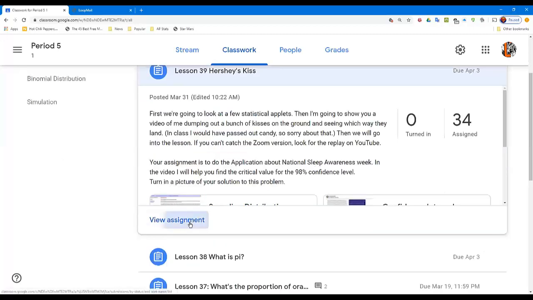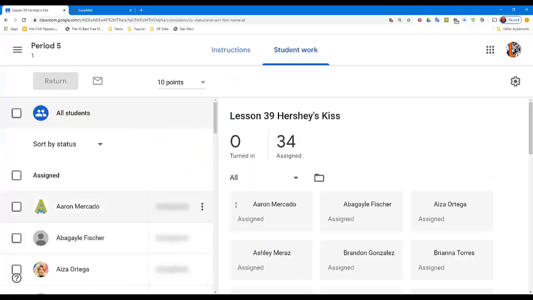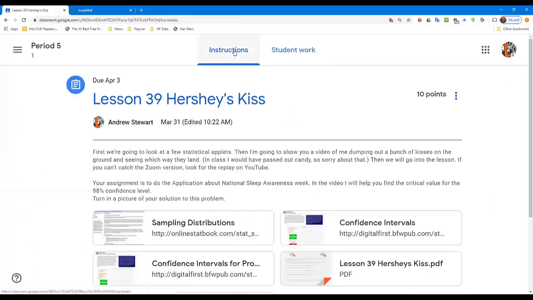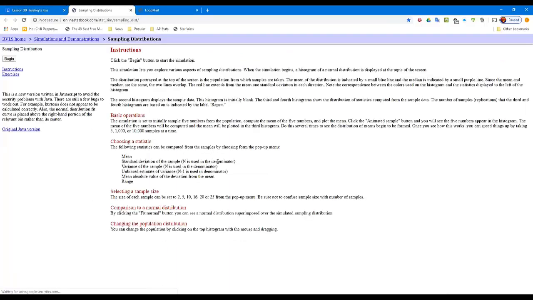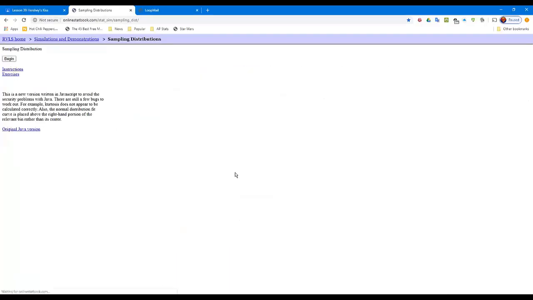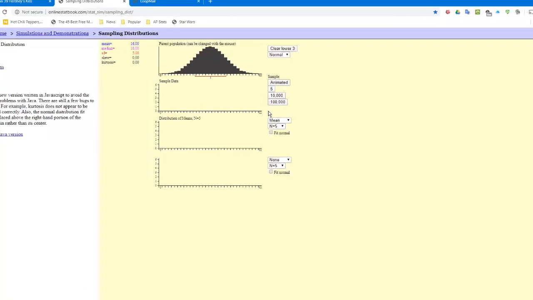At some of the links that are here under the instructions. Okay, the first one's sampling distributions. I really would have done this with you earlier, but you know, we got yanked out of school.